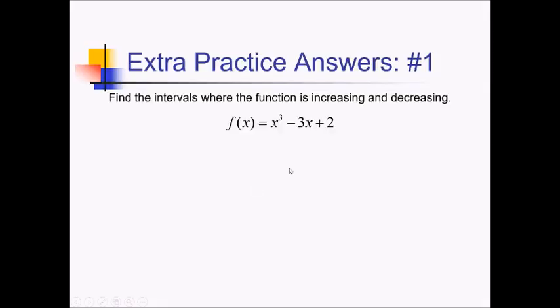For this problem, we're trying to find increasing and decreasing intervals for this polynomial. Let's start by getting the derivative and finding critical values. So we've got 3x squared minus 3, and then let's set that equal to 0 and solve.